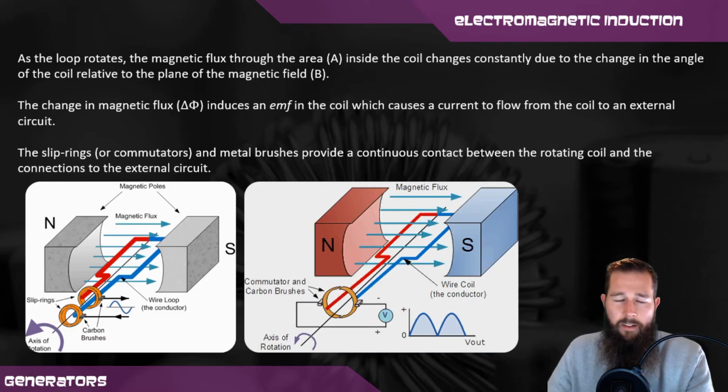So going further into the operation of a generator, as the loop rotates, the magnetic flux through the area of the coil is constantly changing due to its movement in the magnetic field. This changing magnetic flux induces an electromotive force in the coil, which causes a current to flow within it. The slip rings in an AC generator or commutator in a DC generator and the metal brushes provide constant contact between the rotating coil and the connections to the external circuit.